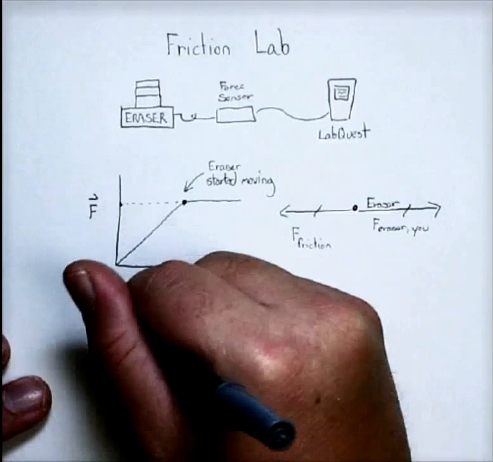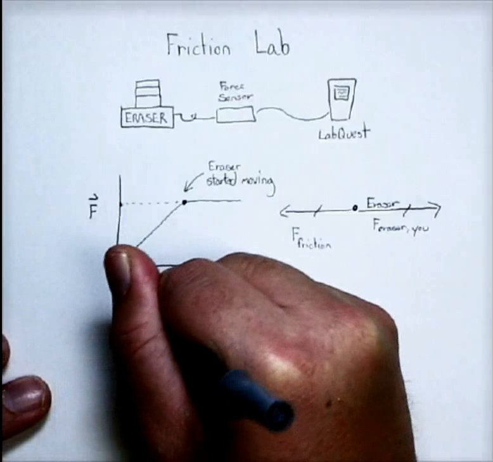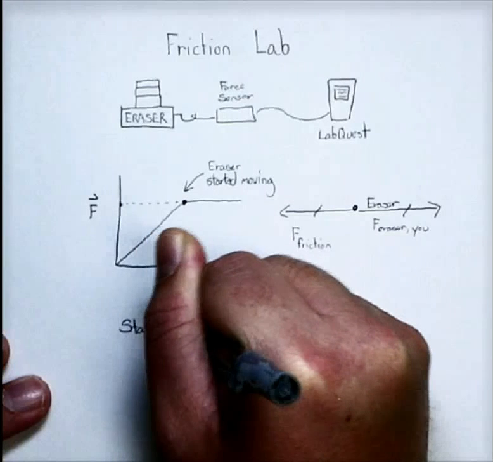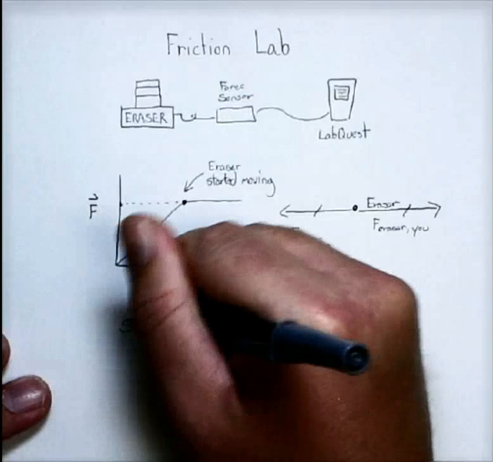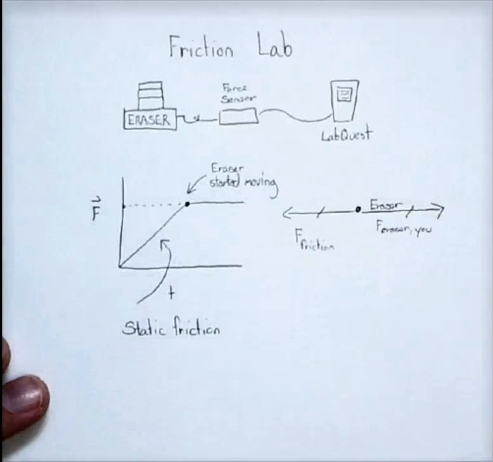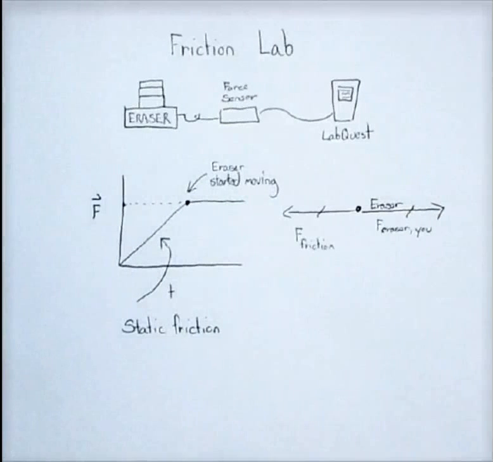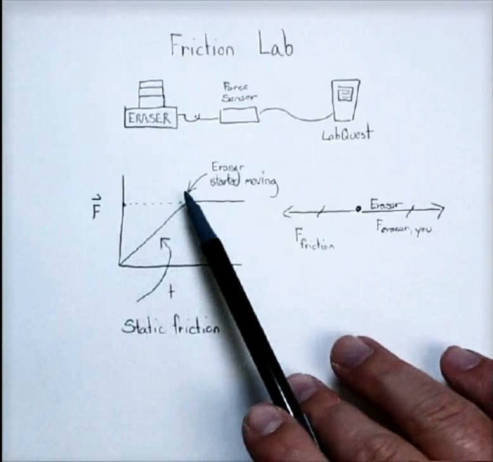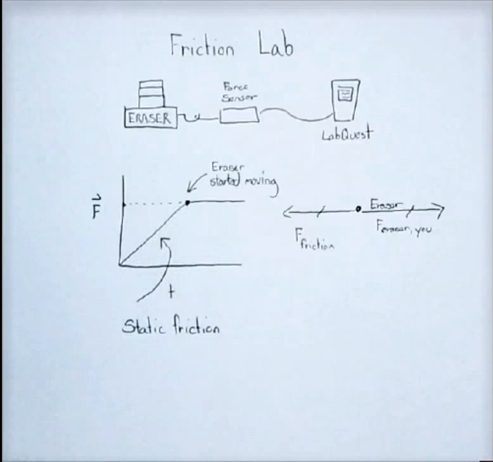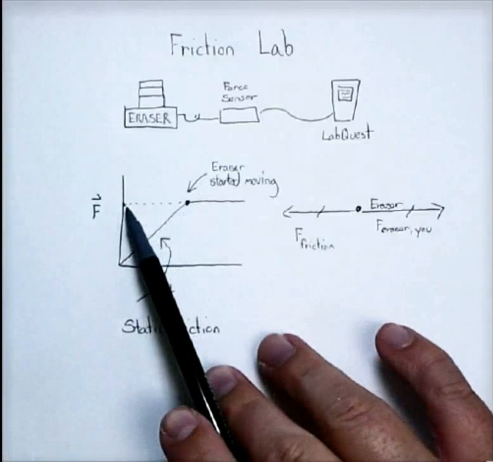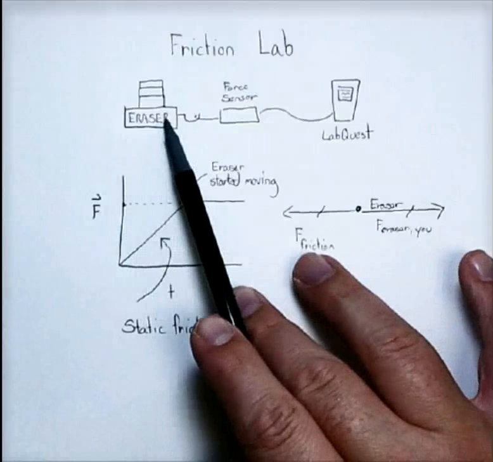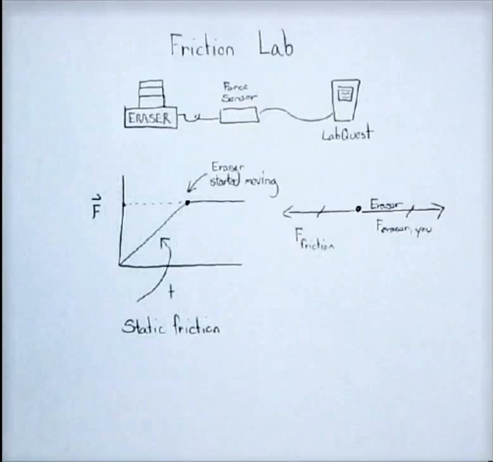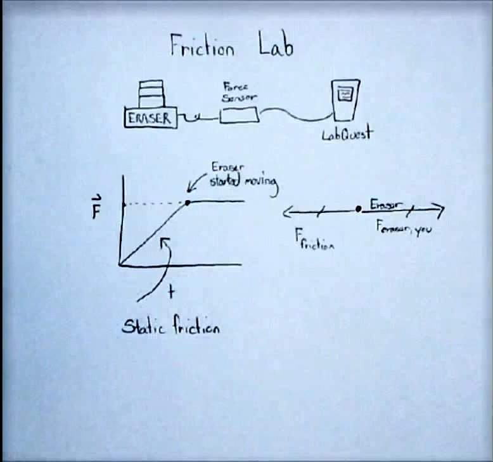And this has a name. It's called static friction. So the static friction is the friction before this thing actually starts moving between the surface and whatever the object is. And you have to overcome that static friction to get the object to start moving. And from this graph you can actually determine the force of static friction between your eraser and slotted mass system and whatever you were dragging it across.